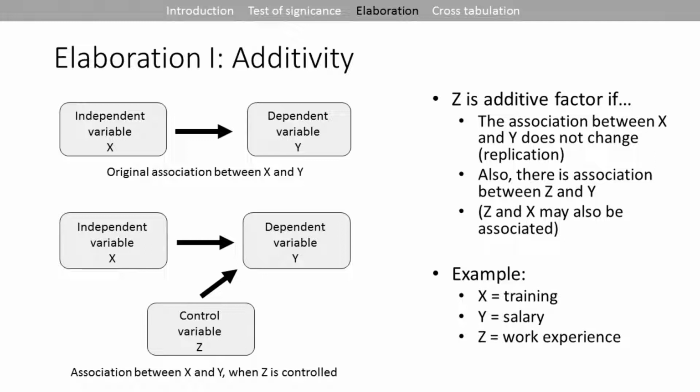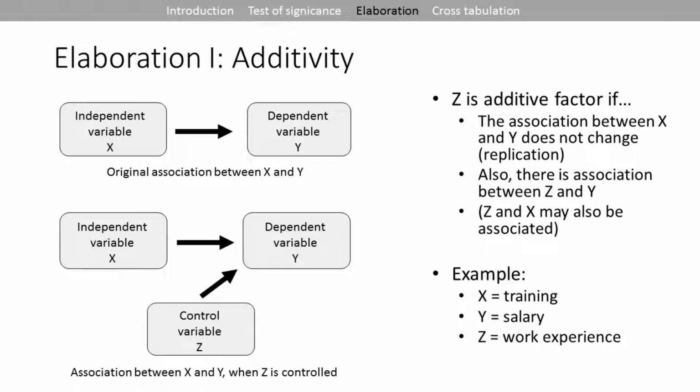For example, this is easiest to understand: x is, for example, training. It could be some kind of job training or education, something that will affect your work performance. And y is your salary, so how much you can earn. And usually the idea is, if you have better training, it will positively increase your salary in the work.